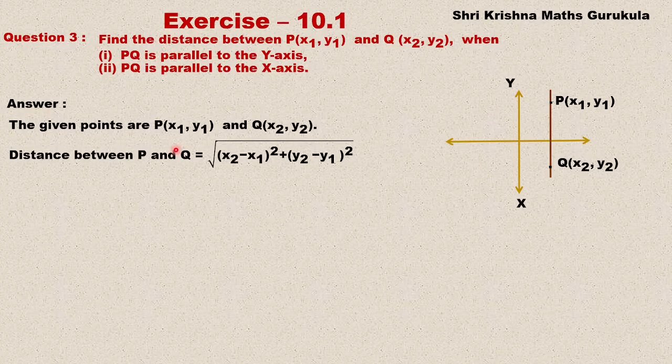Now we have to find the distance. We know a distance formula that we have already learnt in high school, which is square root of (x2 minus x1) whole square plus (y2 minus y1) whole square. So this is the distance formula.